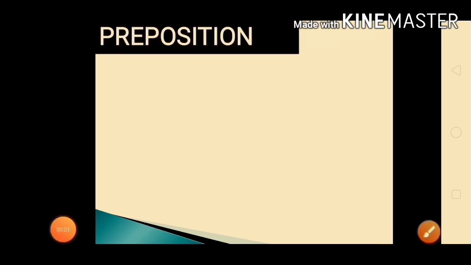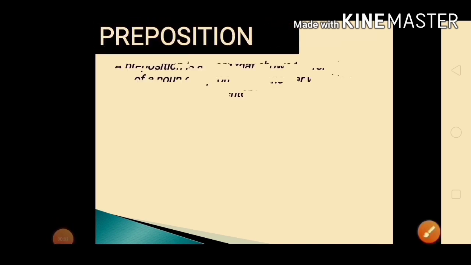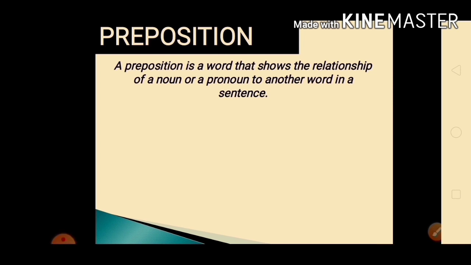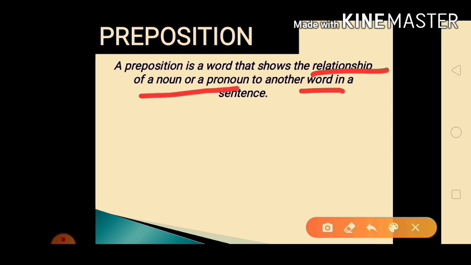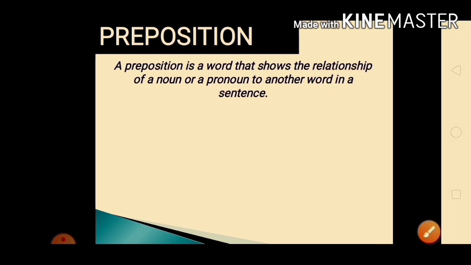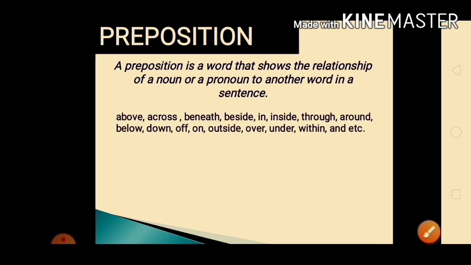Next, we have preposition. A preposition is a word that shows the relationship of a noun or a pronoun to another word in a sentence. Again, when we say preposition, it shows a relationship, for a noun or a pronoun to another word. Some examples of prepositions: above, across, beneath, beside, in, inside, through, around, below, down, off, on, outside, over, under, within, and so on.